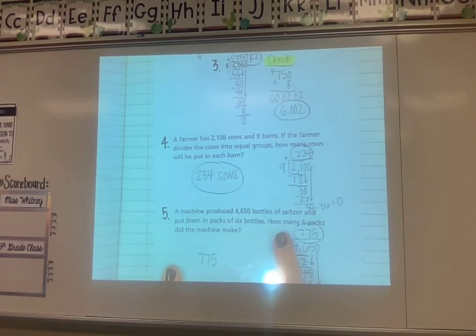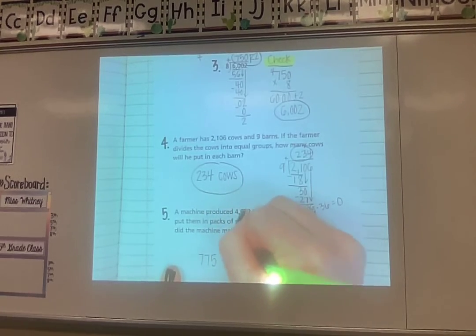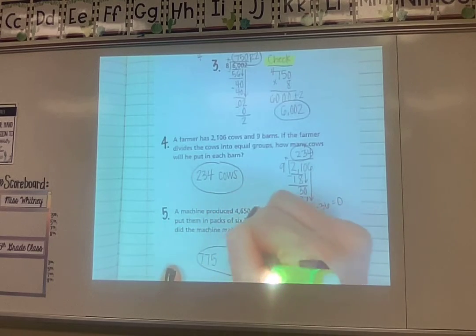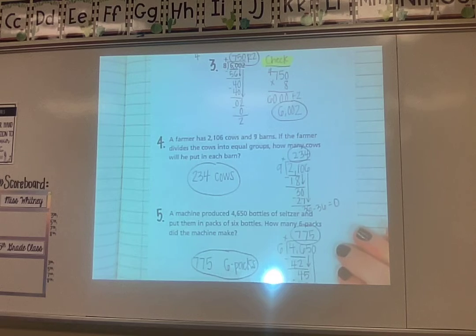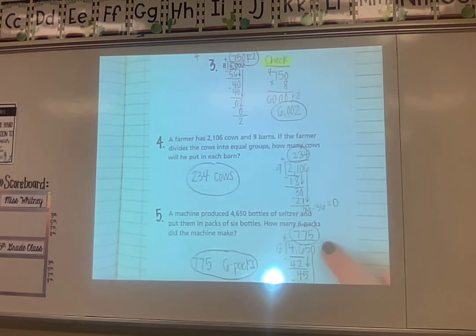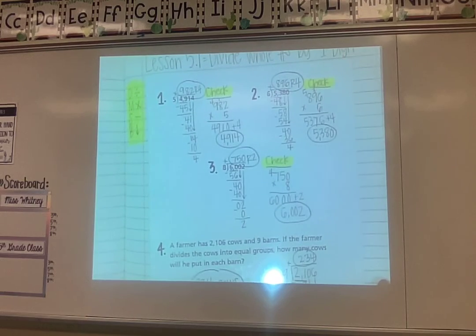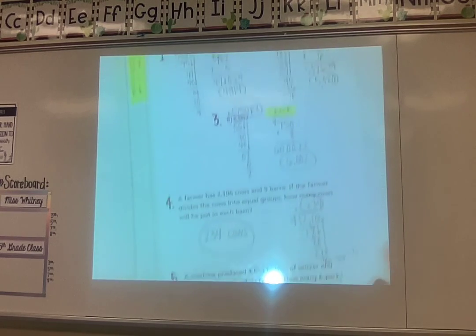This one's a little weird. The label would be 6-packs because it said how many 6-packs did they make? They made 775 6-packs. Remember, this is not asking me to check. It doesn't say in the directions that I have to check down here, so I am just finding my answer. If I wanted to check, I could use multiplication to do so, but I don't have to down here. I only had to at the top because that's what the directions said, just like it will be on your homework. You will check the top. The bottom word problems you are just solving, only check if you want to on those.